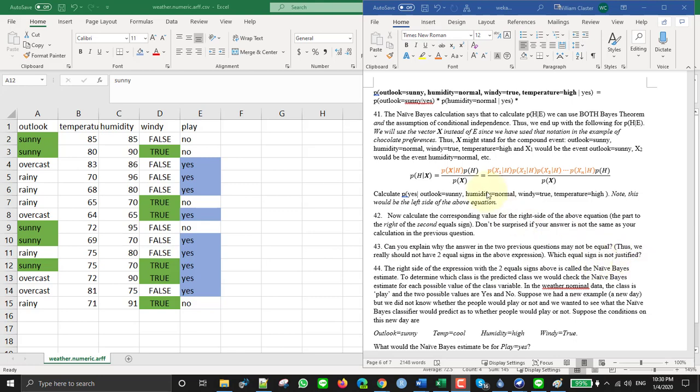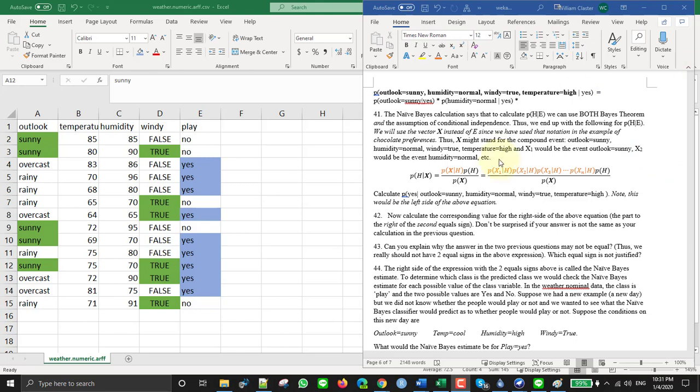So this is not justified unless we say, like if we wrote up here a little note, assuming conditional independence, then it's justified. But without that, it's not justified. So can you explain why they're not the same? Because this makes the naive assumption, and this is just the original calculation. It doesn't have any assumption in it at all.